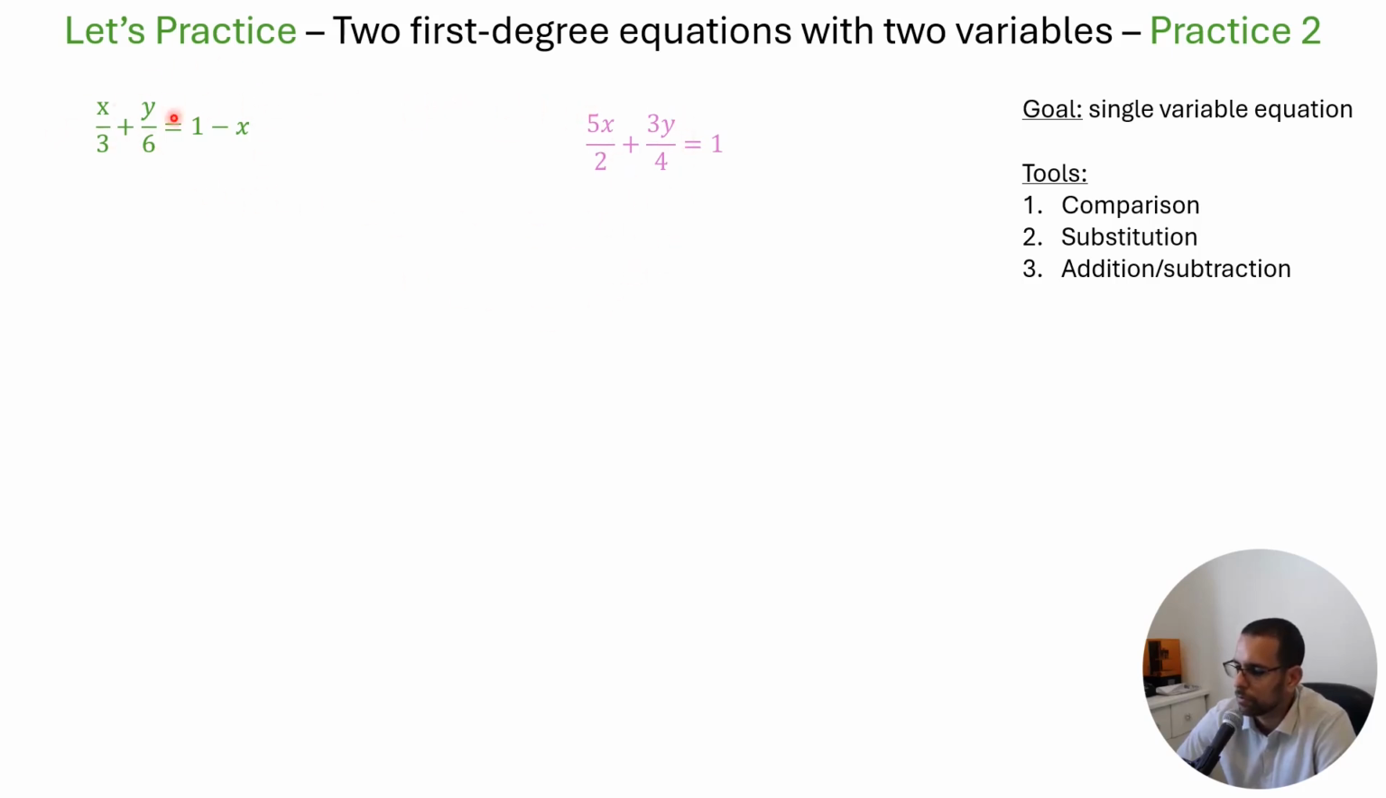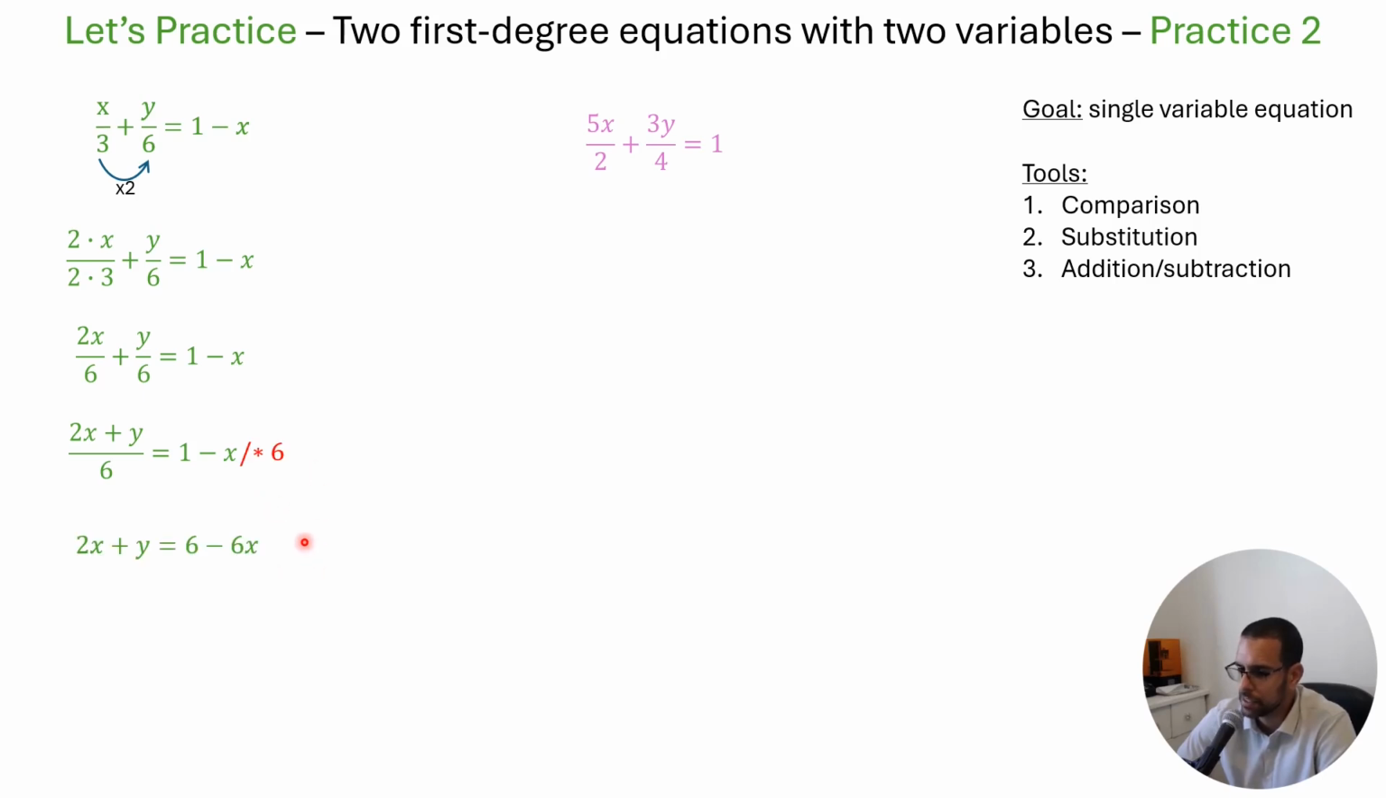Let's deal with this equation first. Okay, I can see that if I multiply this by 2 over 2, I can make this thing have the same common denominator, right? Now it has the same common denominator. And let's make the fractions go together. Yes. And multiply everything by 6. Now I have a flat equation. Let's do some rearrangement.